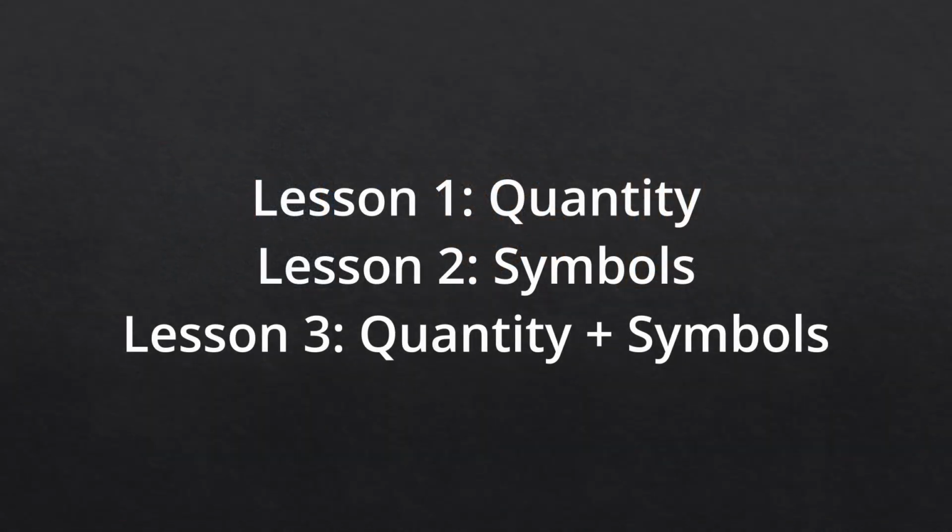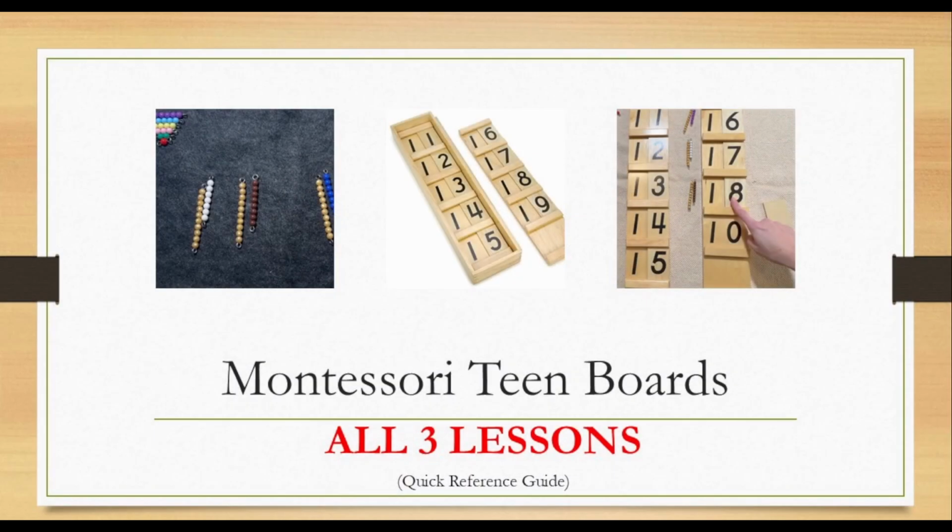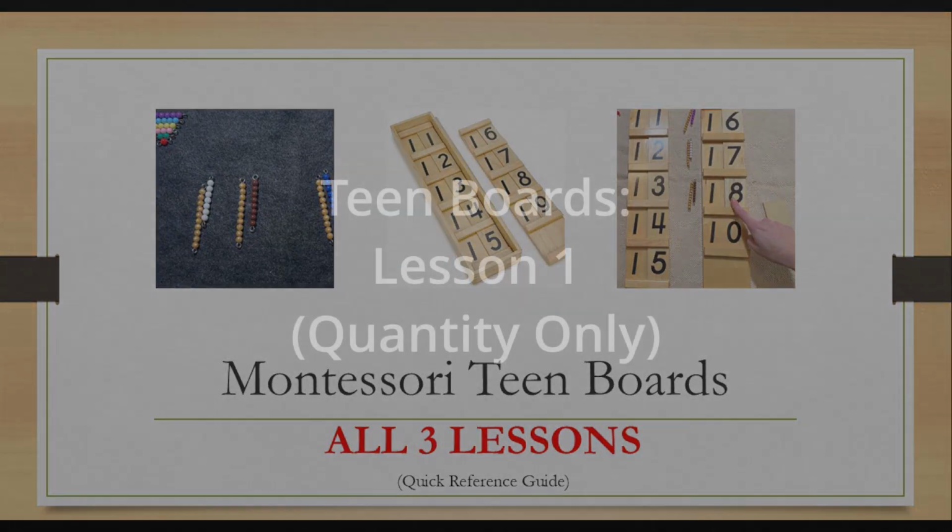There are 3 lessons to the Montessori teen boards. The first lesson is introducing quantity. The second lesson is introducing the symbols. And then the third lesson is combining quantity with the symbols. Each lesson has 2 parts. The description box below the video will include the time codes for each part of each lesson so that you can navigate through the video as easily as possible. With that in mind, let's begin with Lesson 1, Introducing Quantity.